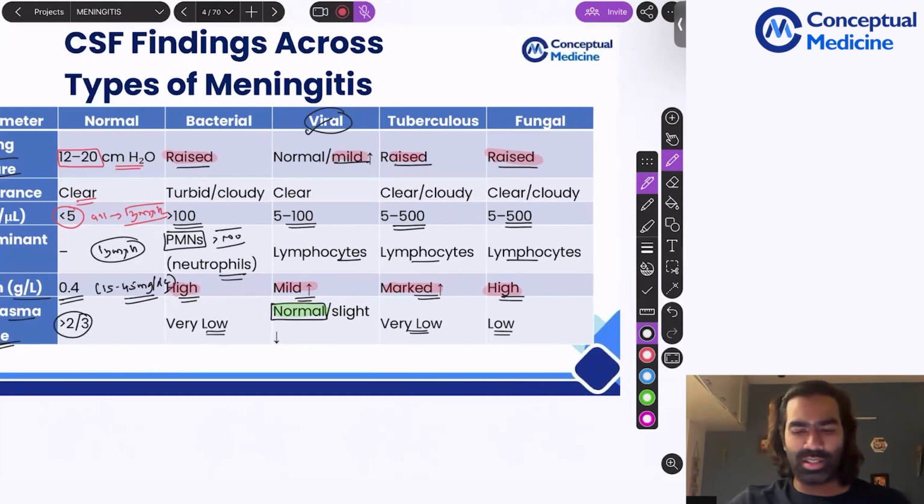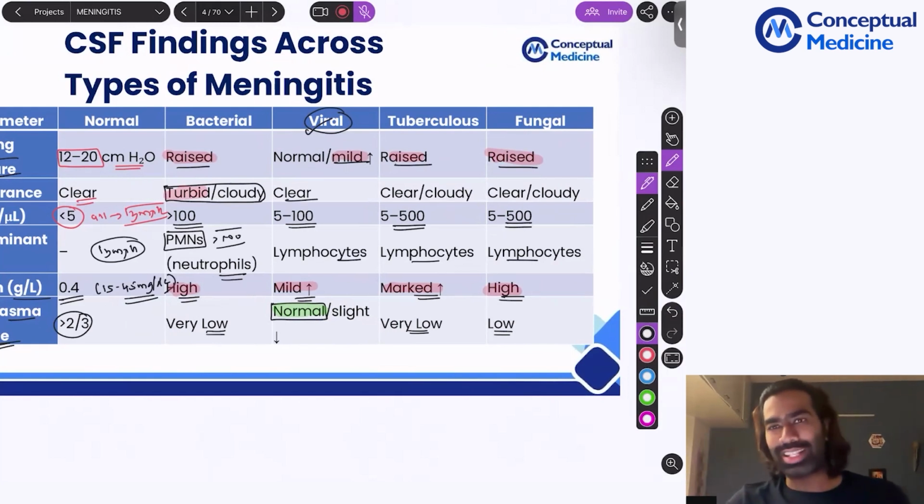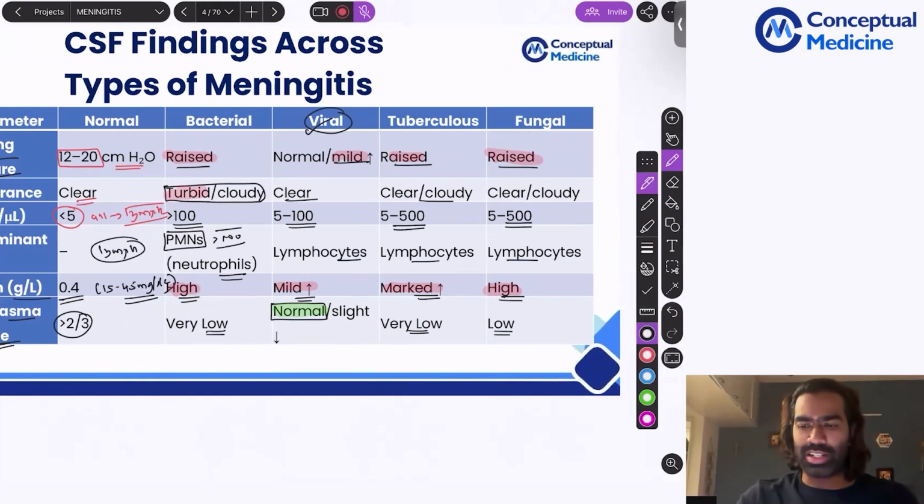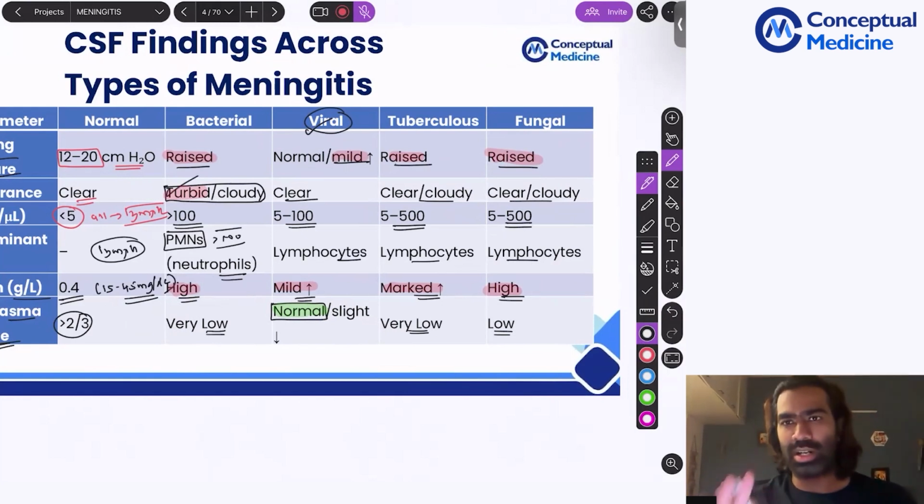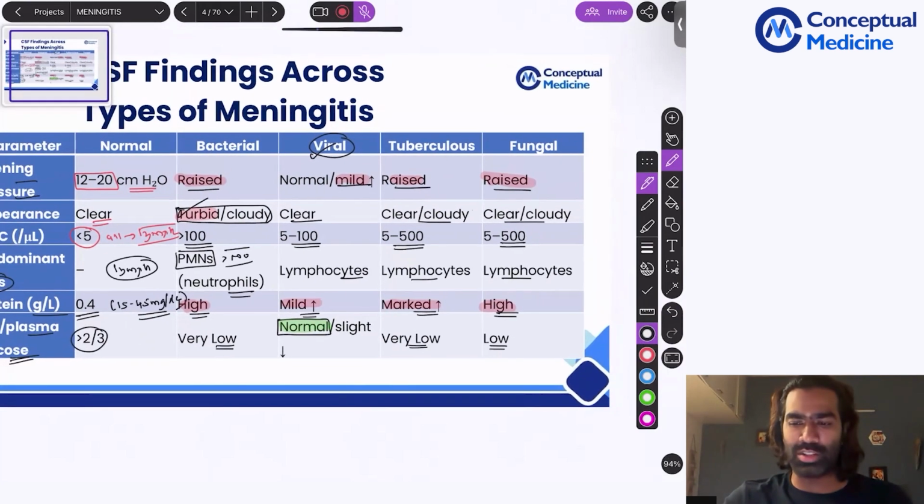In bacterial meningitis, you are going to have a turbid CSF. Whenever they mention a turbid yellowish CSF, full of pus, it indicates a bacterial meningitis. But in viral meningitis, it's going to be clear. That's why it's called aseptic meningitis at times. Whereas in tuberculous meningitis and fungal meningitis, it's variable. It can be clear or it can be cloudy sometimes, but it won't be turbid. Turbid means it's always bacterial meningitis only.